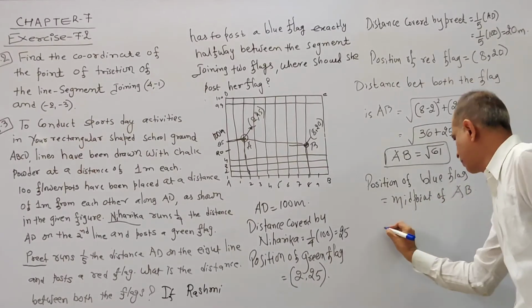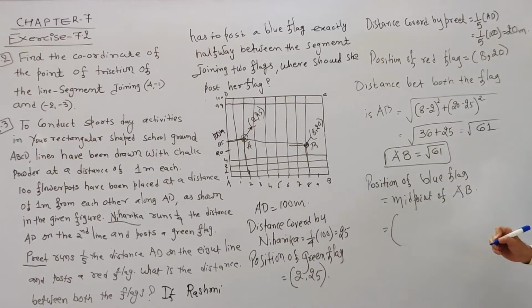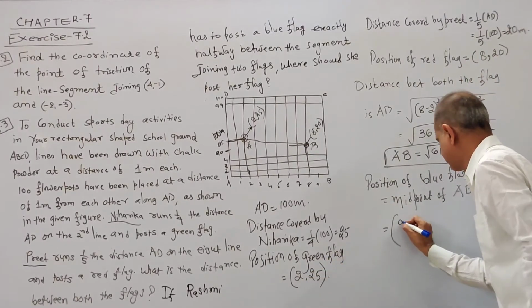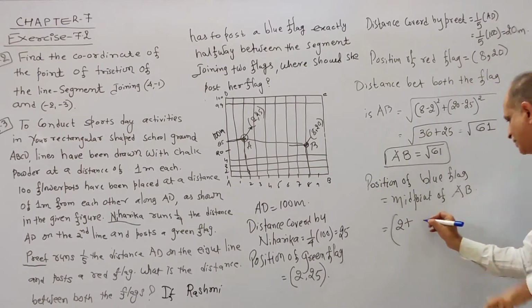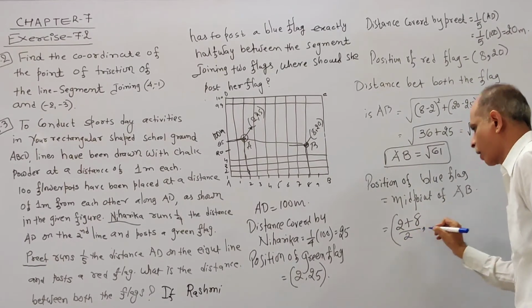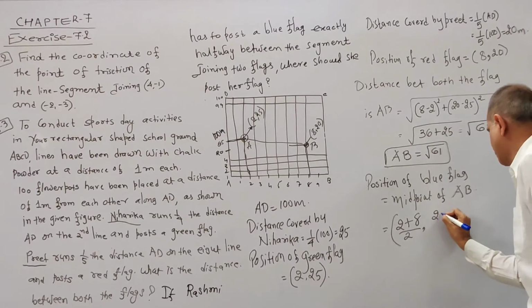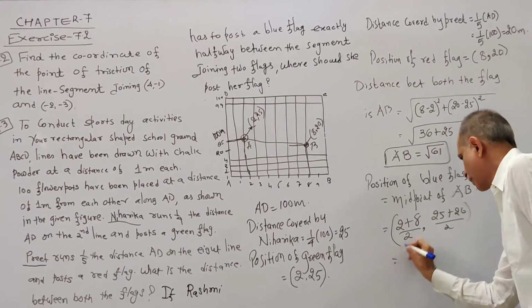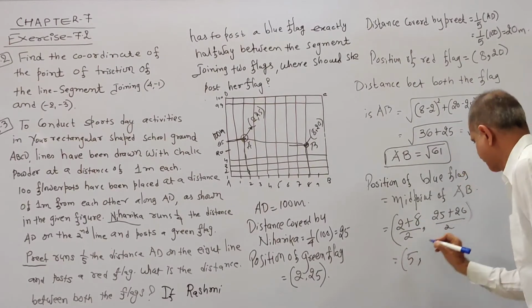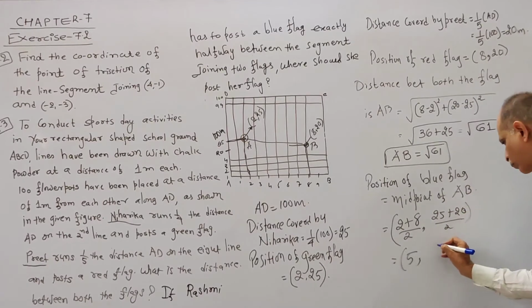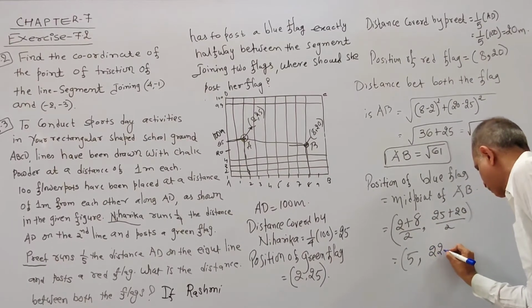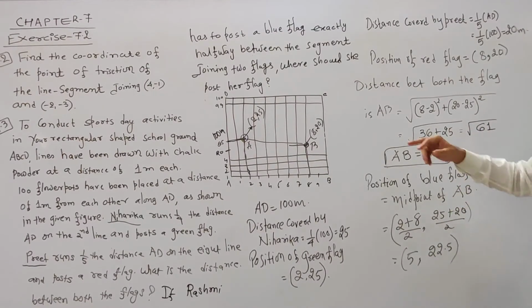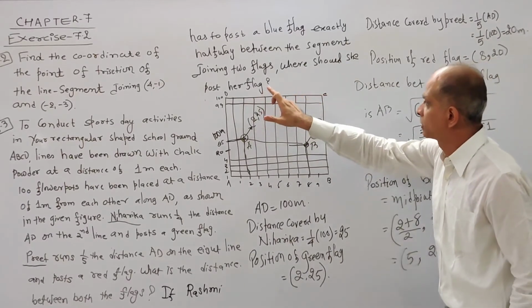You know how to find out the midpoint of line segment AB? (x1 plus x2) by 2 and (y1 plus y2) by 2. Here x1 means 2 plus x2 means 8, by 2, comma, y1 means 25 plus y2 means 20, by 2. 8 plus 2, 10 by 2 means 5. And 20 plus 25, 45 by 2, that is 22.5.